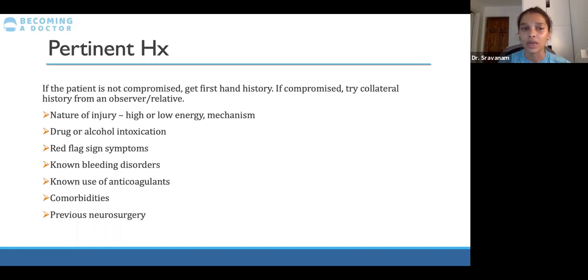If they are compromised, then try and get a collateral history. That could be from an observer, from the ambulance crew, or any relative that might have seen what's happened. You want to know what the nature of the injury is. Was it high or low energy? Did they fall from a height? What the mechanism was? Were they hit, etc.? Was there drugs or alcohol involved? Were there any red flag symptoms, things we've talked about earlier? Any known bleeding disorders and their use of anticoagulants or any other medication history would be useful actually. Any comorbidities that they might have, and any previous neurosurgery that they've had, will all be very useful.